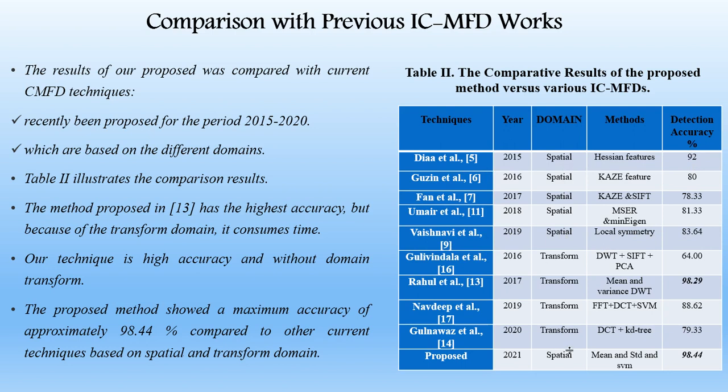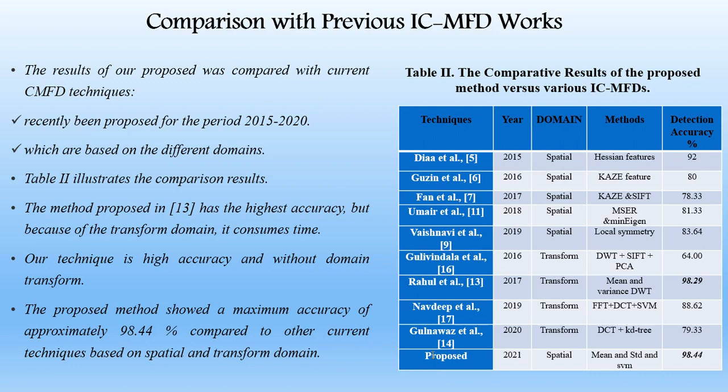And after that, the transform domain. You can see our technique has high accuracy without a domain transform, and it is shown in bold. You can see Rahul in 2017 uses the transform domain, and the detection accuracy is very high, however it uses a transform. So this is a limitation of this method, because it takes computing time and has high computational complexity.